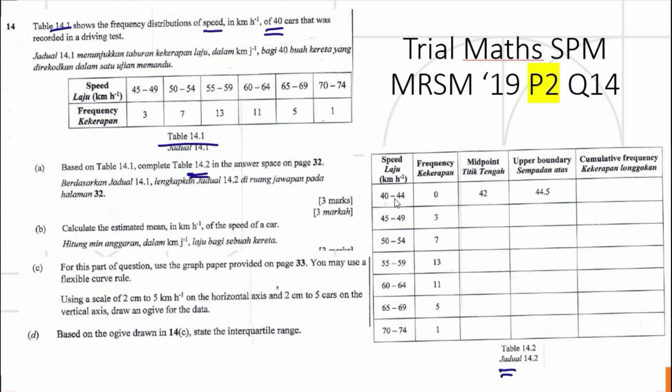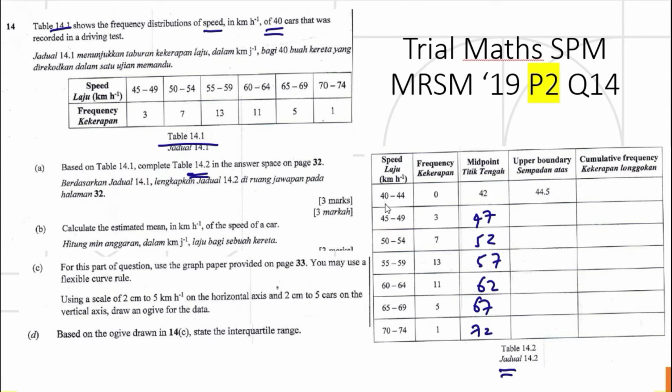You see here, for the midpoint, we add the two points, 40 plus 44 divided by 2, and we get 42. You can see the difference is 4, so the midpoint increases by 2 each time. Plus 2 we get 47, plus 2 we get 52, plus 2 we get 57, plus 2 we get 62, plus 2 is 67, plus 2 is 72.